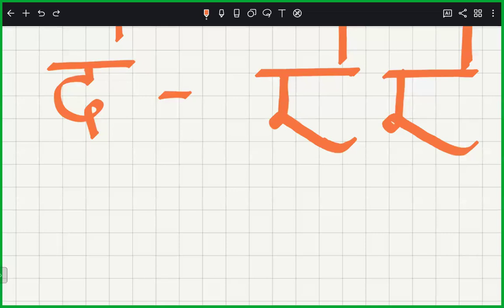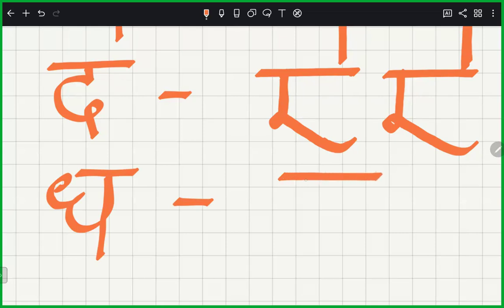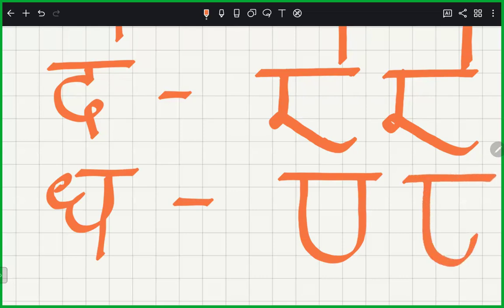next letter. So we did the previous one, now we draw another letter dh. Shirorekha. How you draw U in English alphabets? Similar way, dh. This is dh. It's U from English alphabet. It looks like that.